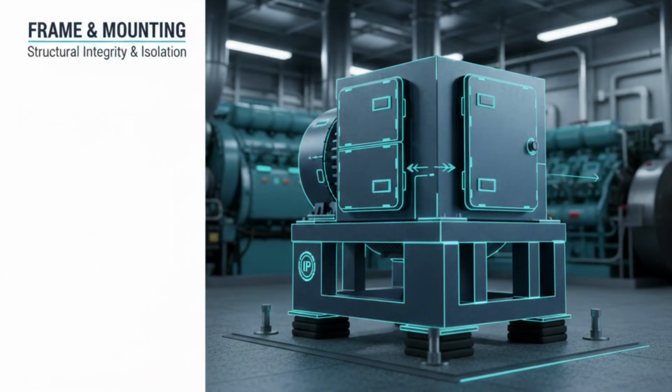Frame and mounting. All components of the alternator are housed within a rigid steel frame which ensures mechanical strength and precise alignment. The enclosure carries an IP rating that indicates protection against dust and water ingress. Marine generator sets are installed on anti-vibration mounts and secured with foundation bolts to reduce transmission of vibration to the hull. Access covers allow inspection of bearings, windings, and cooling passages. Classification Society rules require specific construction standards, corrosion protection, and safety clearances for shipboard installations.